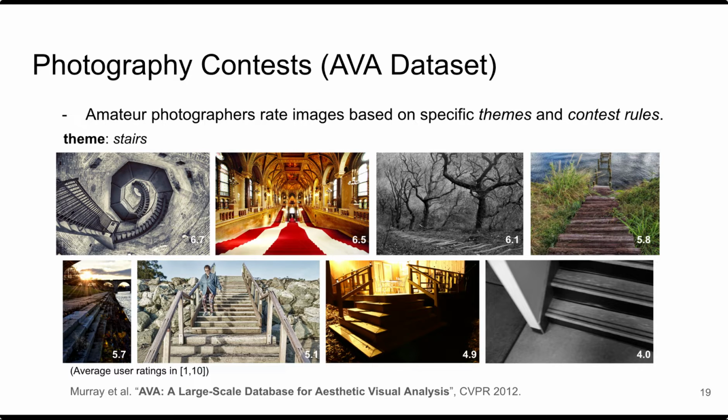Just a little bit of background on the AVA dataset. I did mention that the dataset is based on photography contests. So amateur photographers rate images based on specific themes and contest rules. For example, these are some examples from one contest with the theme stirs, and the score on each image is basically the mean score that was assigned to each particular image from a couple of hundred amateur photographers' ratings. As you see, the higher the mean, the more the aesthetic quality is actually showing itself. Just a reminder, the score is from 1 to 10.